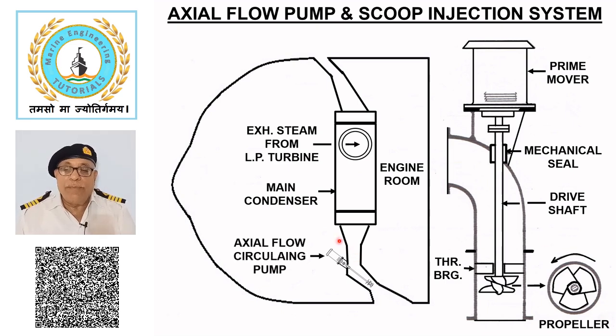Axial flow circulating pump is started before entering or leaving the port. Similar to propellers, axial flow pump blades are subjected to cavitation, especially when operated at high speed. When the ship attains normal speed, circulating pump is stopped and the scoop injection takes over. The pump idles during the scoop injection and offers low resistance.